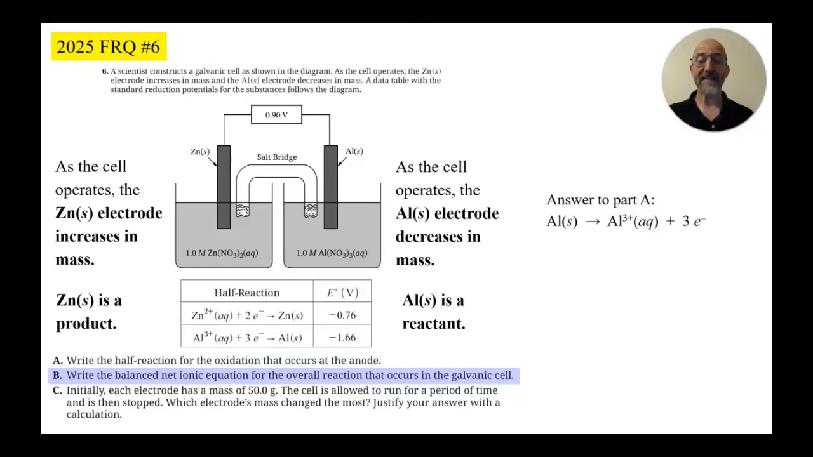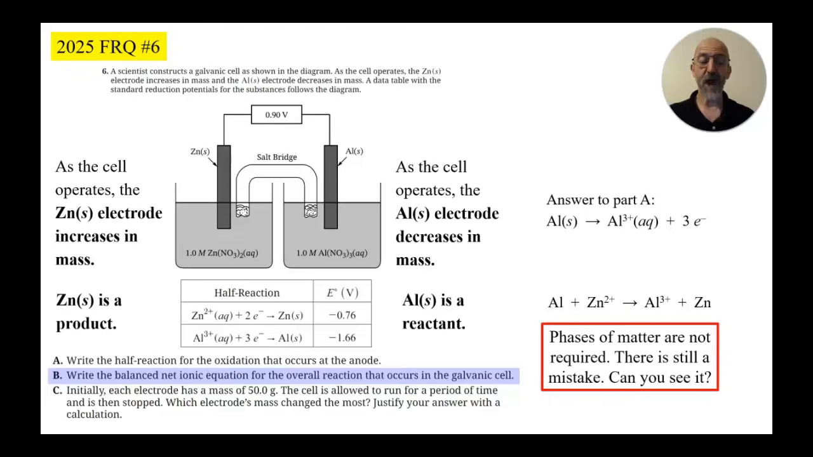Write the balanced net ionic equation for the overall reaction that occurs in the galvanic cell. So my answer to part A, which was the oxidation half reaction, is solid aluminum turning into aqueous aluminum ions plus 3 electrons. Phases of matter are not required, but there is still a mistake. Can you see it? Aluminum plus zinc 2 plus, producing aluminum 3 plus and zinc.